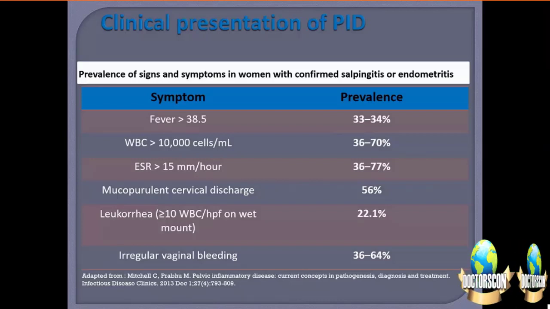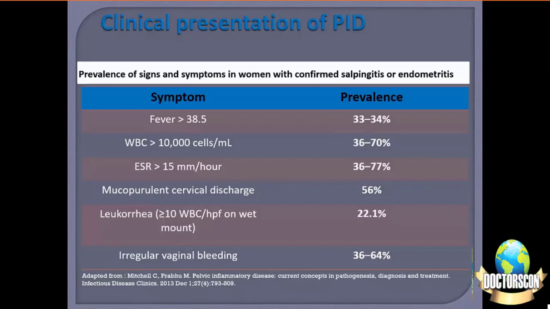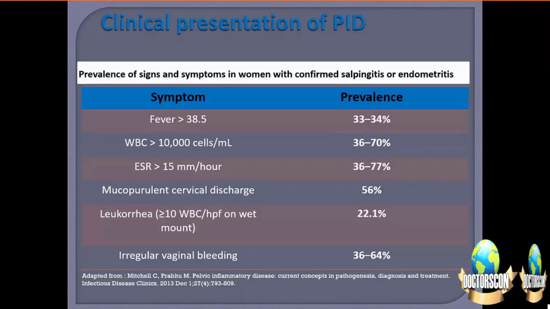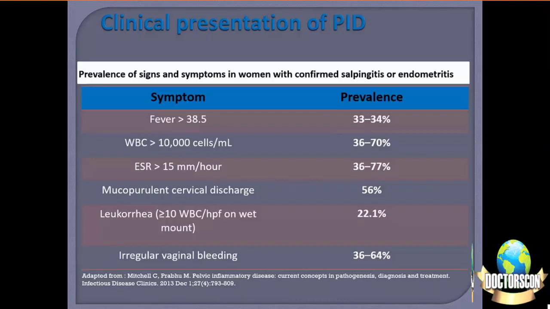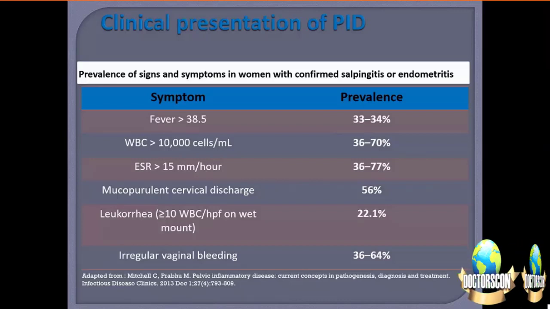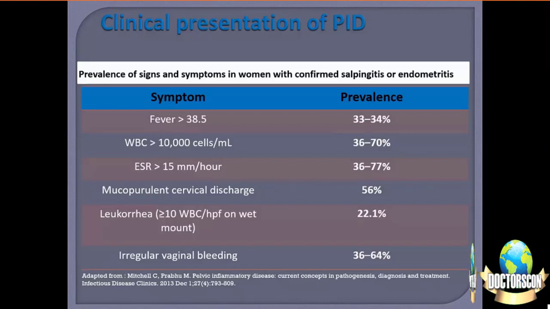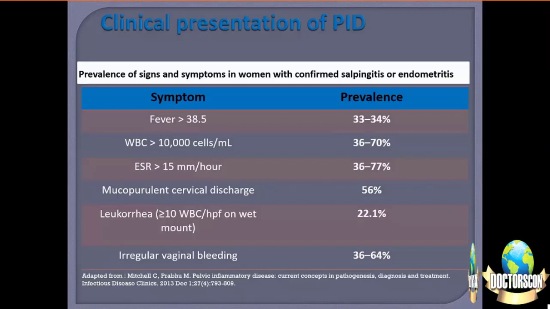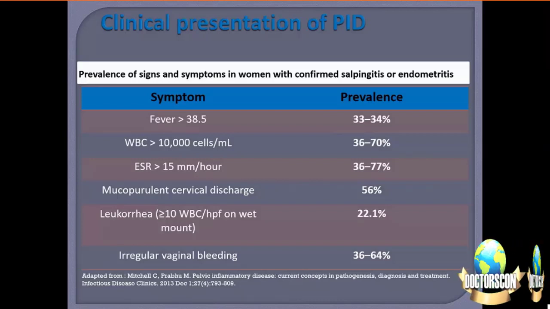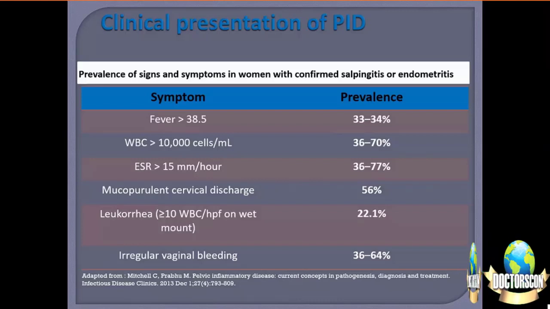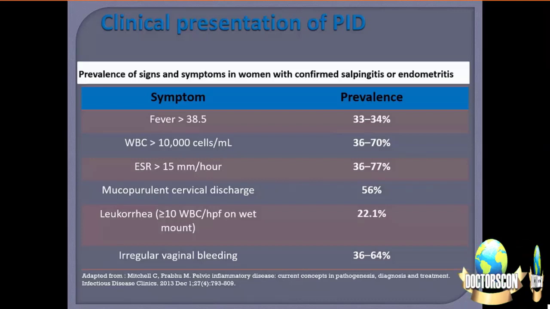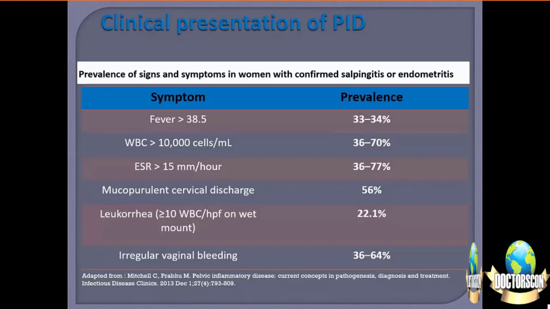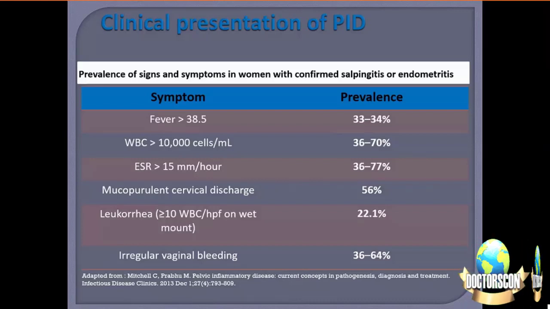So how would you diagnose? As we said, a large number of women may not be symptomatic, so PID can be symptomatic or asymptomatic. The positive predictive value of a clinical diagnosis is 65 to 90%. So that means it is not that whenever we suspect PID, it is PID. There may be many other reasons to have clinical manifestations of PID.